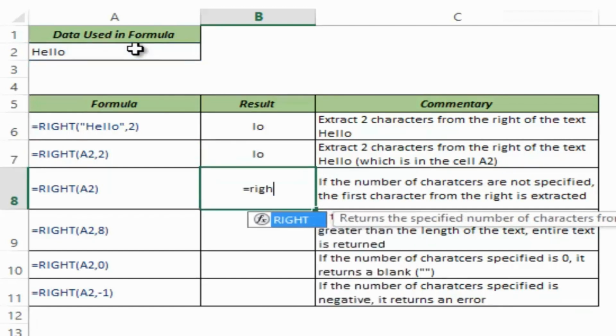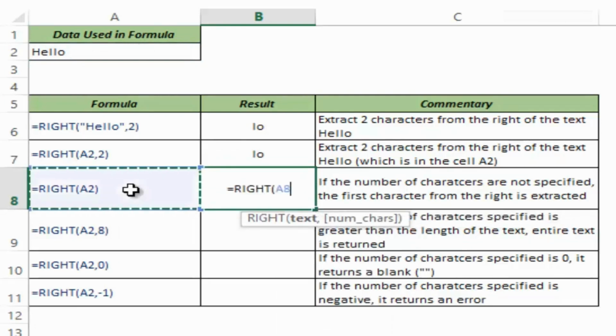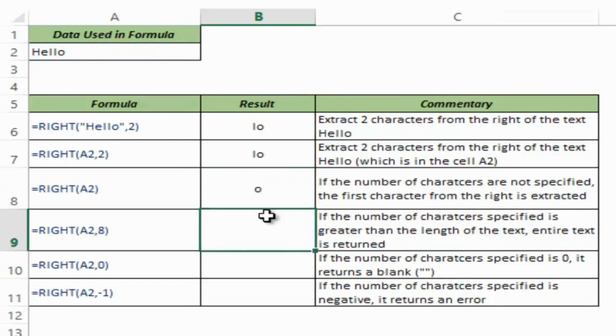If I do not give any number of characters, if I just type A2 and I close the bracket, then it returns the rightmost character of the string. In this case, this is O, so it returns the rightmost character of hello.